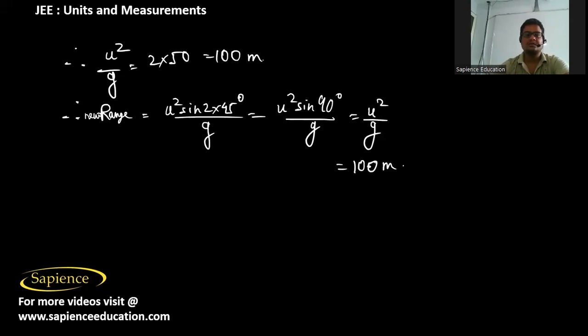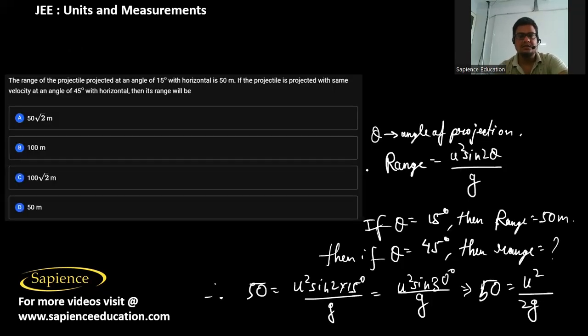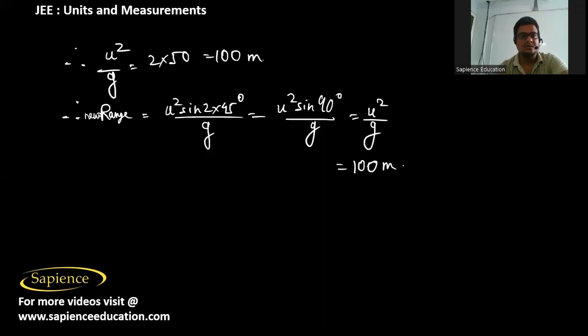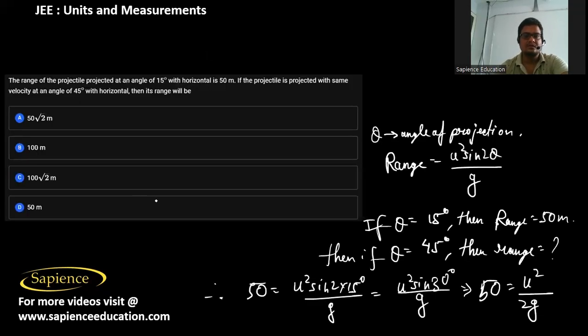meters. So the range will be increased to 2 times. Range will be increased to 2 times. So option B is the correct answer.